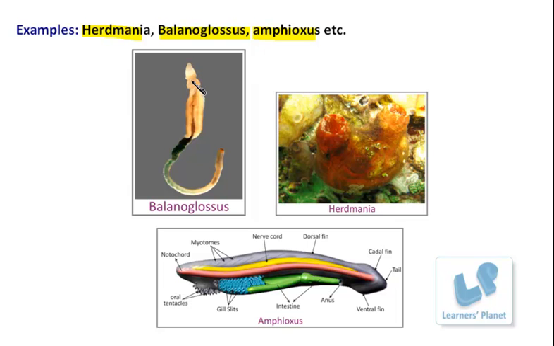This Balanoglossus, out of all these, is the simplest one. In these organisms, you can see the body is divided into three parts. This upper conical part that you can see here is known as the proboscis. Then there is the collar part, and then there is this body part, which is known as the trunk region. And inside these organisms, the notochord is present in a very primitive form.